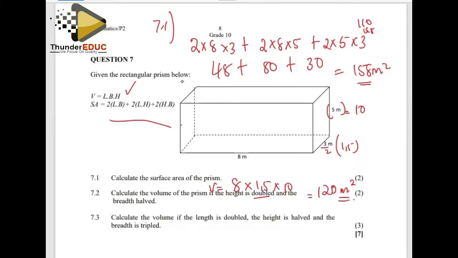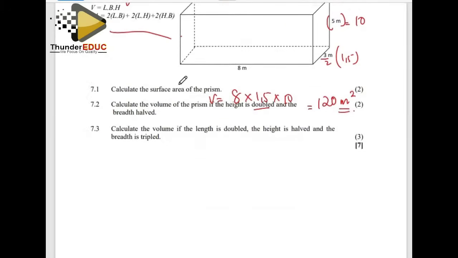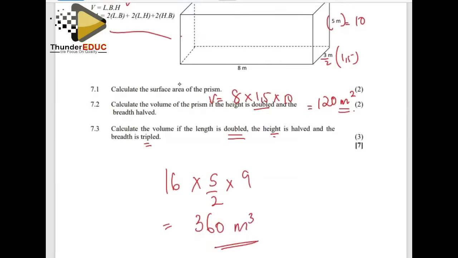All right, so that is that. Then we move on to 7.3. Calculate the volume if the length is doubled and the height is halved and the breadth is tripled. So if the length is doubled, meaning that we're going to have a 16. The height is halved, which is a 5/2, multiplied by the breadth, which is tripled. So it's going to be 3 by 3, which is a 9. Okay, multiplying that together, we have a 16 multiplied by 2,5 multiplied by 9. It's giving me 360 meters cubed.